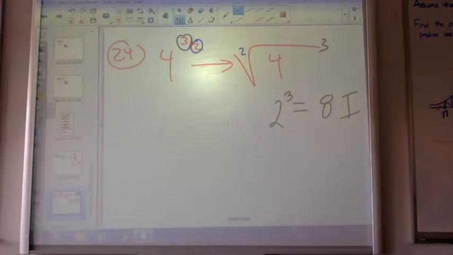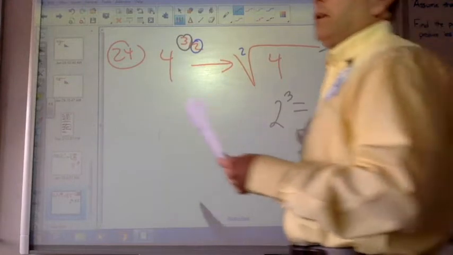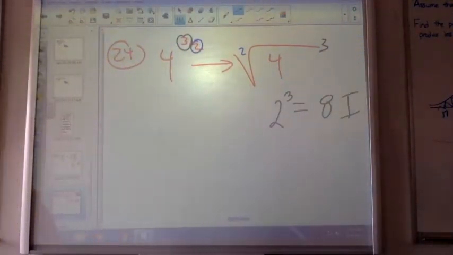Number 26? 5 to the 0 power is 1. Any number that's not 0 that's raised to the 0 power comes out to 1. 28 I'll do.